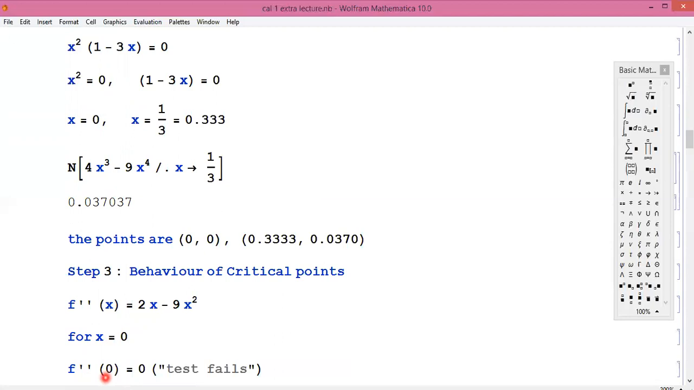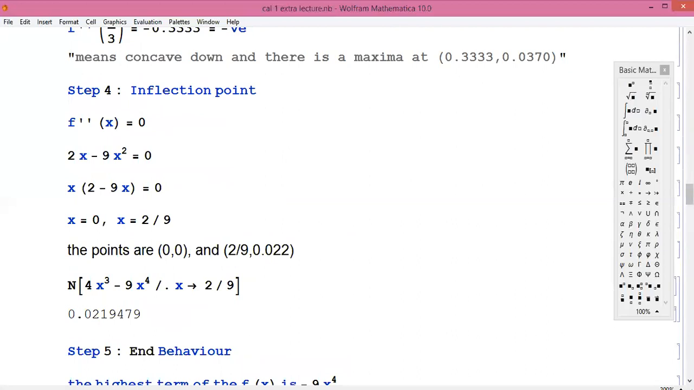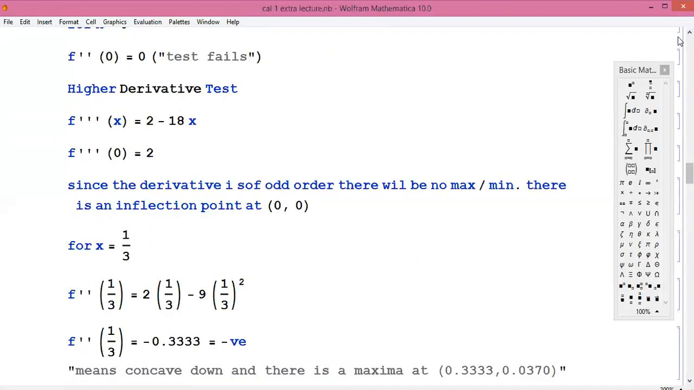I know if f double prime at the critical point is 0, this means the test fails. So I have two options, either to move to the first derivative test or to move to a higher derivative test. Here I am doing the higher derivative test. F triple prime, the third derivative of f, is equal to 2 minus 18x, and substituting the value of the critical point, I am getting the value 2. Since the derivative is of odd order, there will be no maxima or minima.